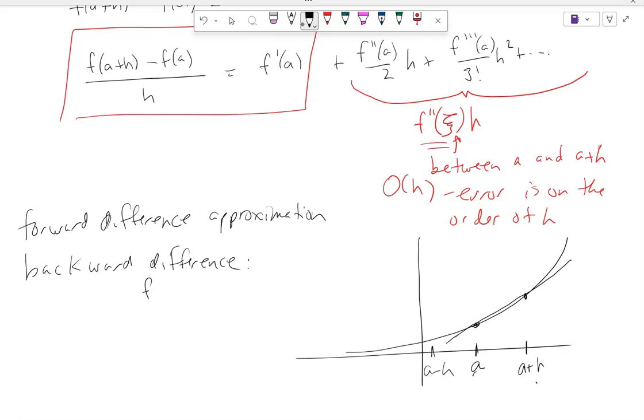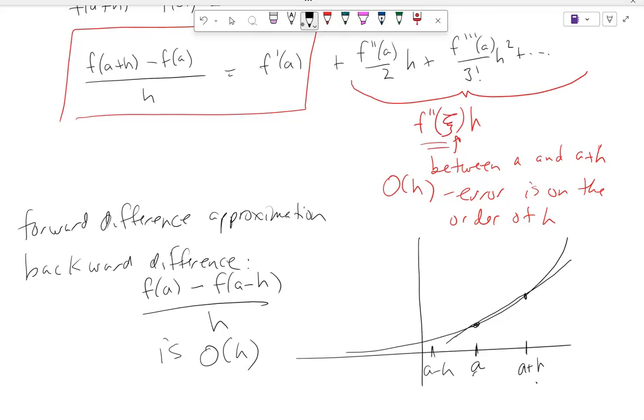So the backward difference would be f of a minus f of a minus h all over h. Rather than going forward to a plus h, you go backward to a minus h. This is also on the order of h for the error. It's a first order approximation. It's fine, depending on the function. But a lot of time in numerical analysis is spent on trying to make your error better and trying to make it faster.